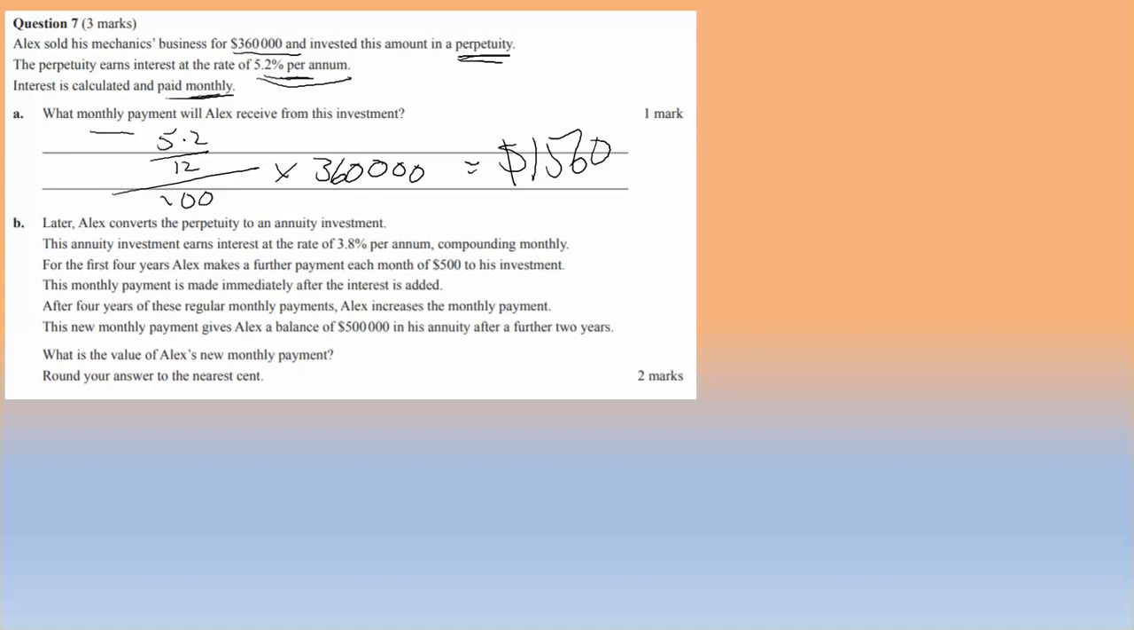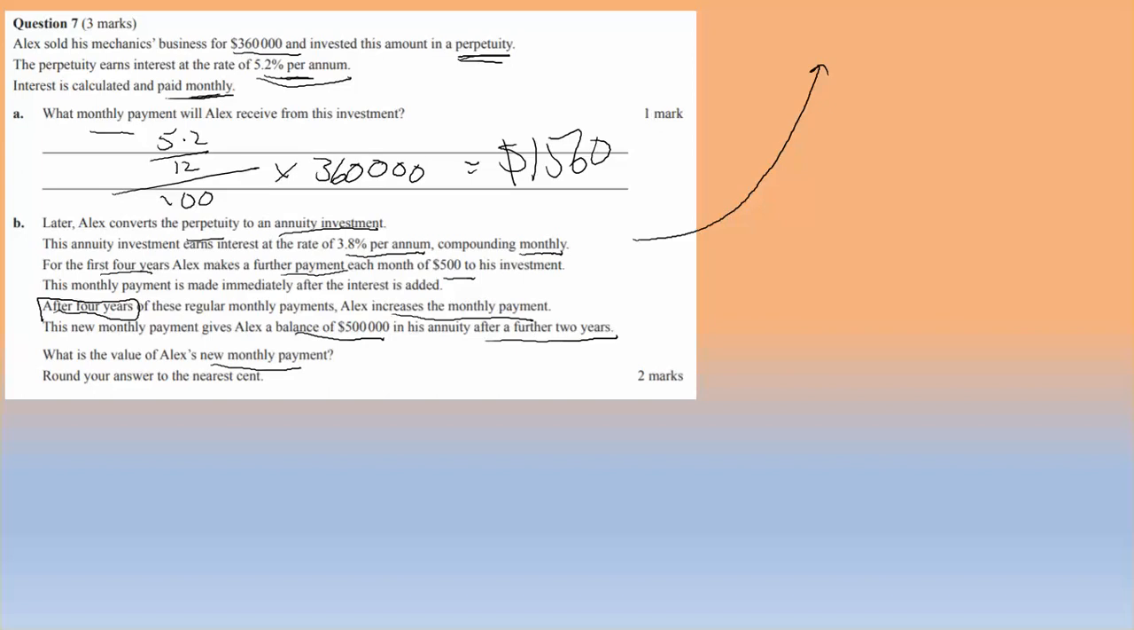Later, Alex converts the perpetuity to an annuity investment. So remember, annuity investment, you are earning interest and you're adding money as well. So it's going to go up. The annuity investment earns interest at 3.8% per annum, compounding monthly. For the first 4 years, Alex makes further payments of $500 to his investment. The monthly payment is made immediately after the interest is added. After 4 years of these regular monthly payments, Alex increases the monthly payment. This new monthly payment gives Alex a balance of $500,000 in his annuity after a further 2 years. What is Alex's new monthly payment?